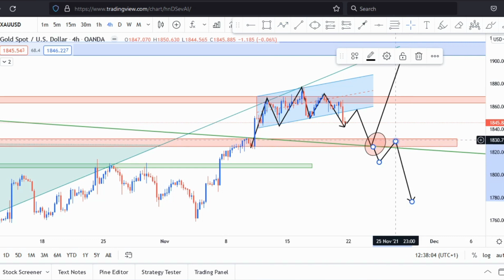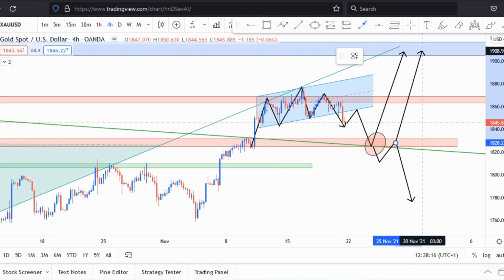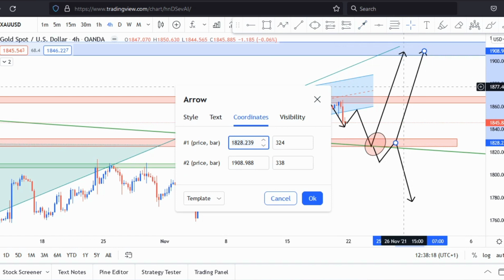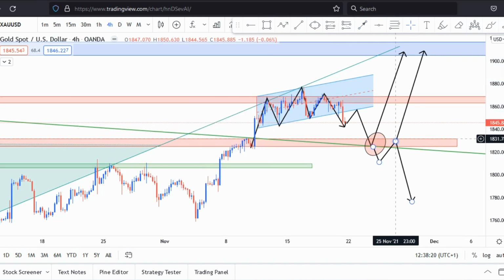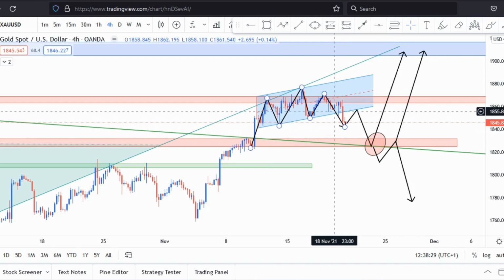But if price doesn't give us a bearish reversal pattern over here and bounces up and continues to the upside, then it will mean that this was just a fake out and we'll just take our trades to the upside. So, like I said, this is what we're looking for in the upcoming week for gold. My bias is mostly bullish, and I hope you guys will be able to capitalize on it.